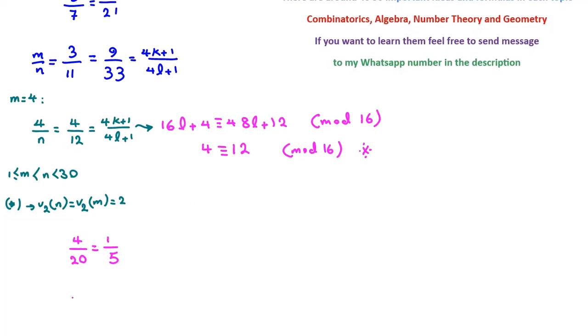Next one, if you check 4 over 24, the v2 is not equal to 4 over 28. Again, you can reach the same contradiction. 4k plus 1, 4l plus 1. If you cross multiply and consider mod 16, then 28 minus 4, 24 should be a multiple of 16. That's a contradiction. So for 4, only 4 over 20 is good. One case. Okay?